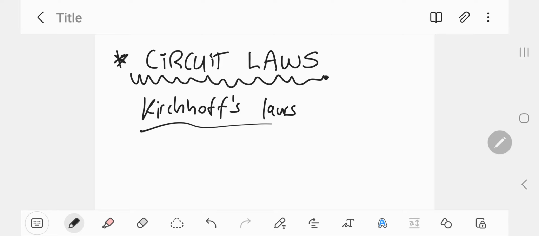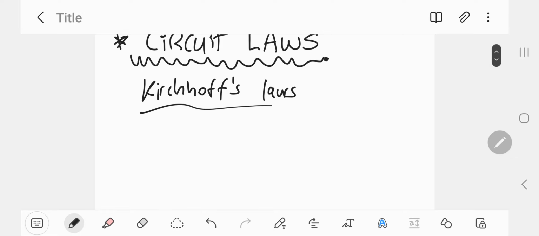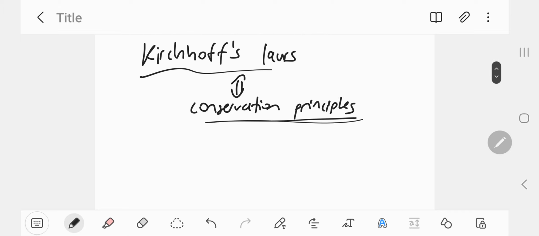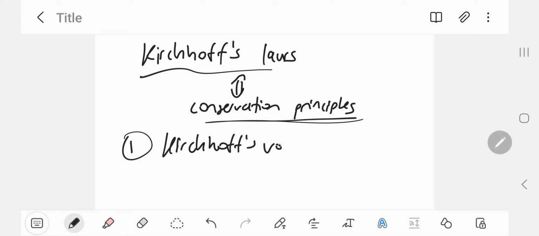Named in honor of the German physicist Gustav Kirchhoff, who made a lot of important contributions to electrical circuits, among other things. Kirchhoff's laws are basically tied with conservation principles, so fundamental principles in physics. The first law of Kirchhoff is called Kirchhoff's voltage law, also known as the law of conservation of energy.